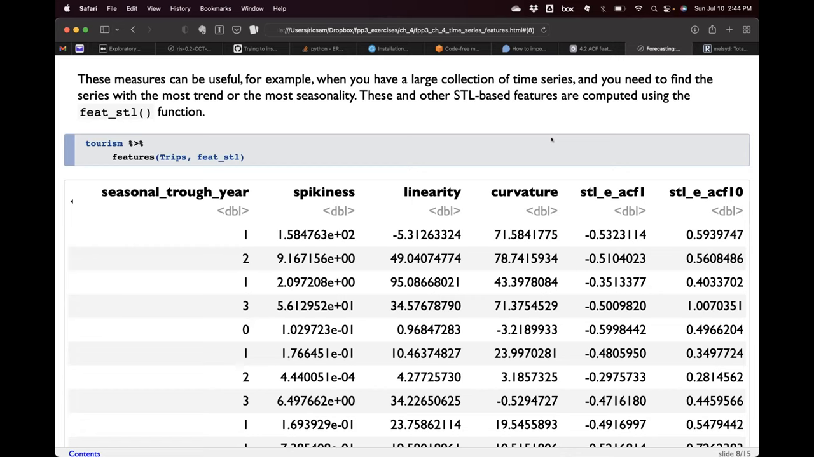If you have a multi-dimensional anomaly detection approach, this is a great way to summarize a lot of different characteristics of the time series and then find the ones that are weird, in whatever way you want to describe it.